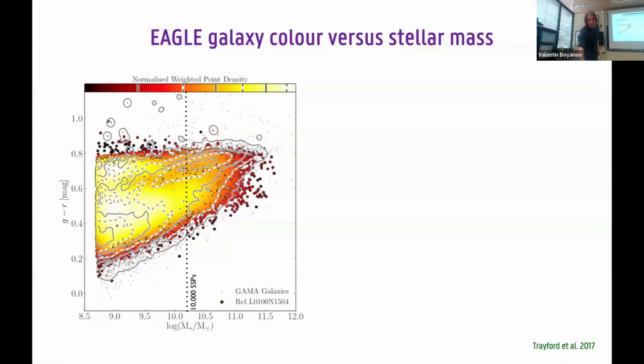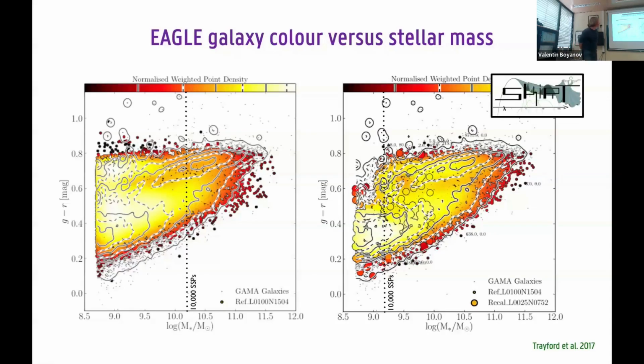Now, if we do it with SKIRT, and we run every galaxy through SKIRT and then compute the colors that way, you see that our blue cloud is now exactly where it should be, and also the red sequence is way more where it should be. So you see a fundamental difference in the colors of galaxies if radiative transfer has been applied appropriately.